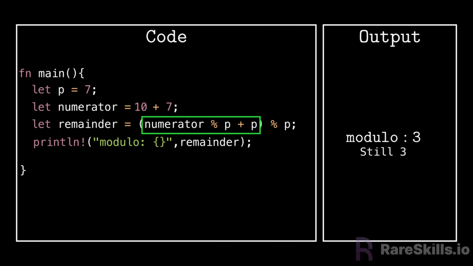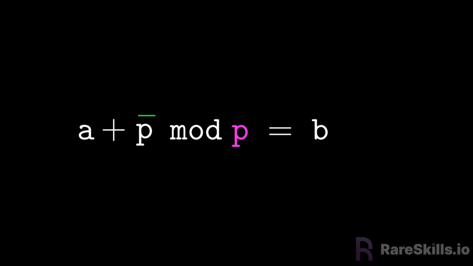This is because of the general rule that if a mod p is equal to b, then a plus p mod p is equal to b. So if we want our Rust code to return the correct answer according to number theory, we can always just add p to the answer and compute the modulo again. If the original answer was positive, the final solution will not change.